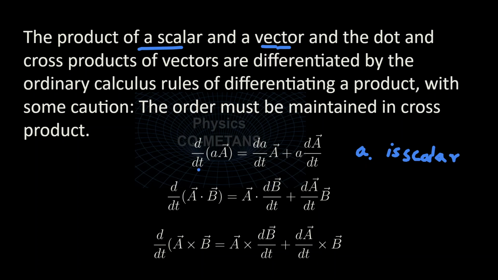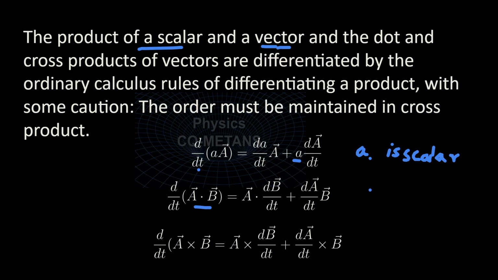If I have a differentiation of two quantities, I can take one constant and differentiate the other. Same thing we are applying over here. So d by dt of a scalar multiplied by a vector: I will differentiate the scalar keeping the vector constant, plus, keeping the scalar constant, I will differentiate the vector. But something should be noted over here.